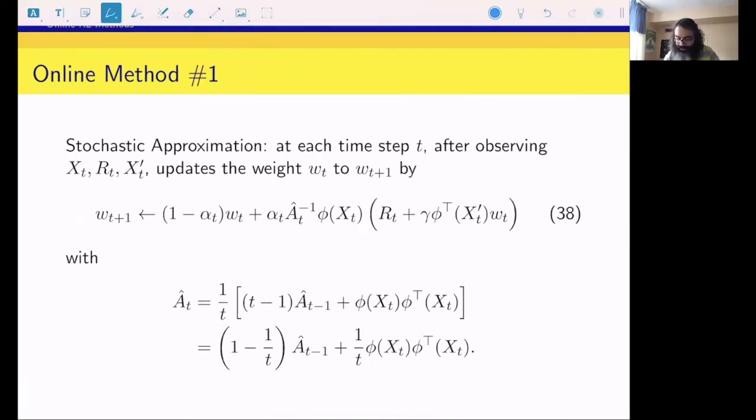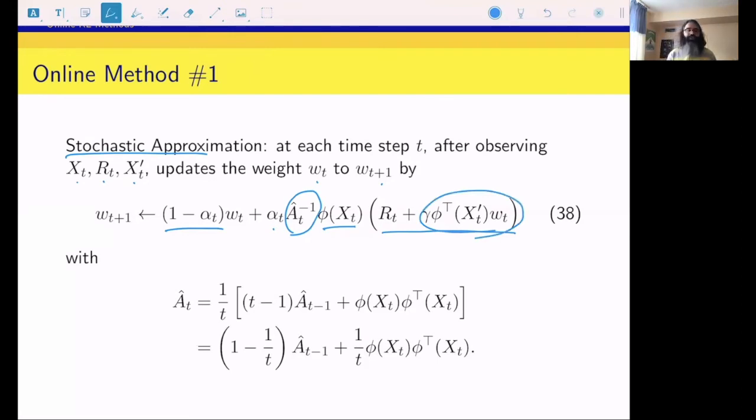That stochastic approximation version of it would be that at each time step, as the agent is interacting with the environment, after observing x_t, r_t, x'_t, it updates the weight from w_t to w_{t+1} by computing this quantity: (1 - alpha_t) w_t + alpha_t times A-hat_t inverse, times phi(x_t) times (r_t + gamma phi(x'_t) transpose w). So this would be the value function based on one sample.